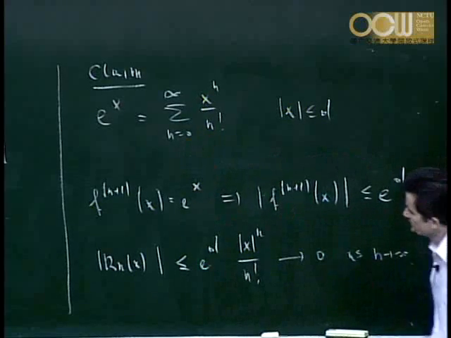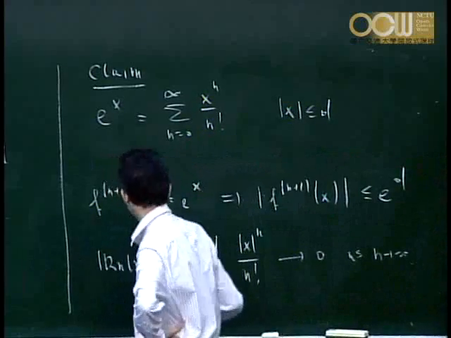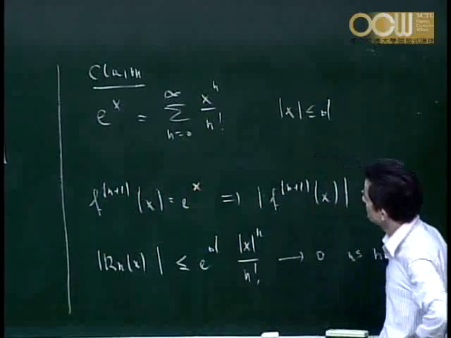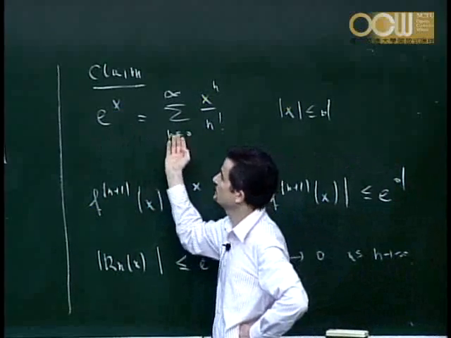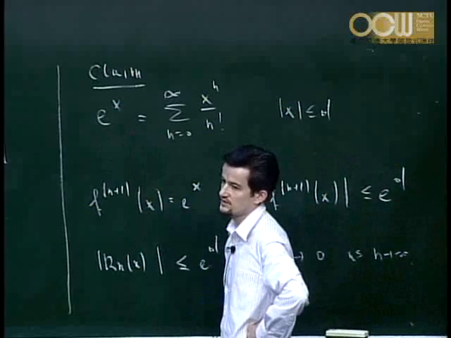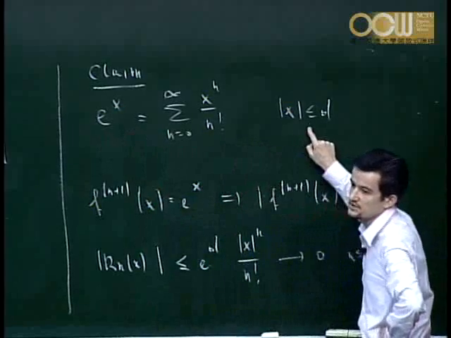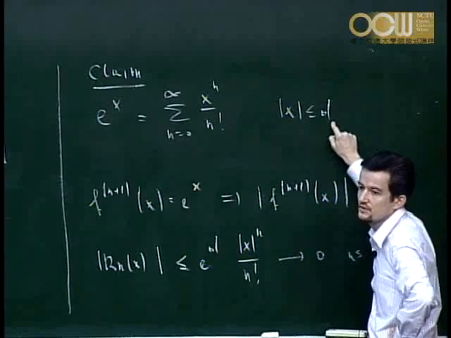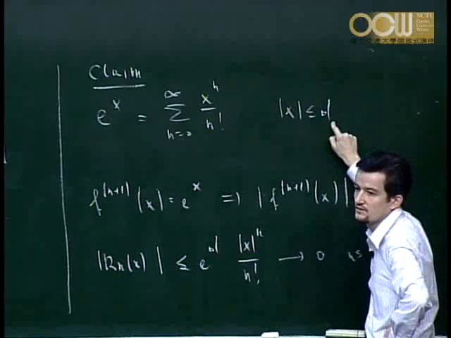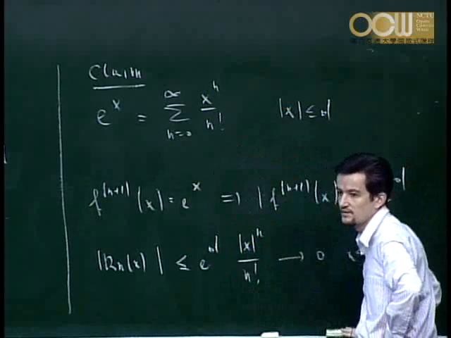Okay, so you see that the remainder goes to 0 as n tends to infinity, which means this relation indeed holds for all x where you have this assumption here. But the d is arbitrary. You can make it arbitrarily large, which means this will hold for all x.